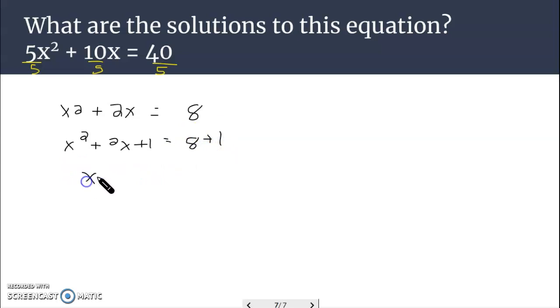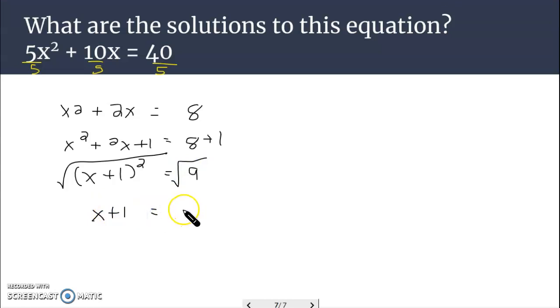Alright, x squared plus 2x plus 1 factors into x plus 1 quantity squared. 8 plus 1 is 9. We will take the square root of both sides. Square root of x plus 1 squared is just x plus 1. Square root of 9 is 3, plus or minus 3. Take away 1 from both sides.